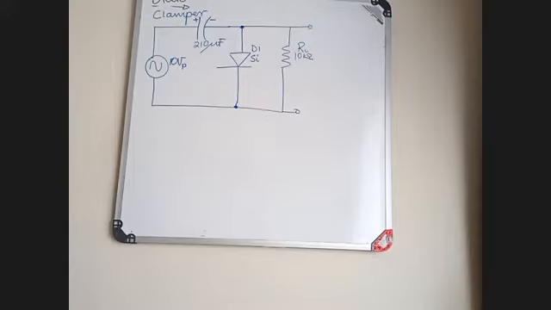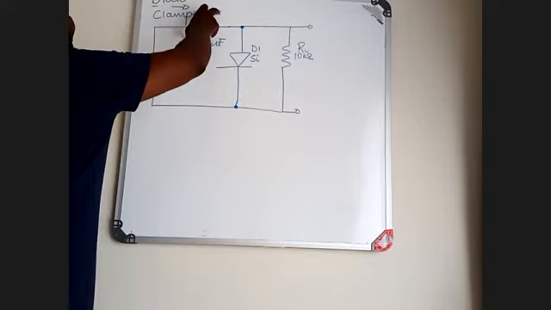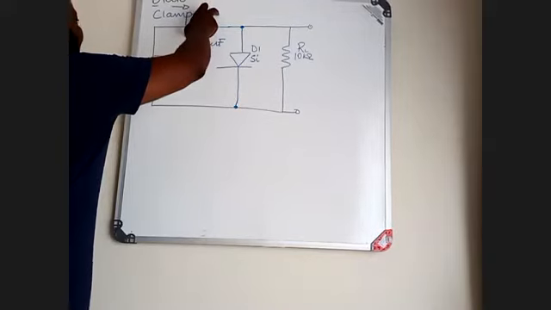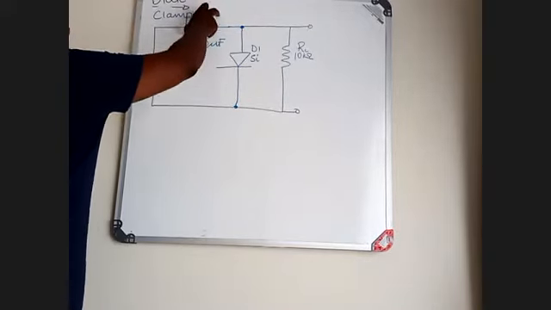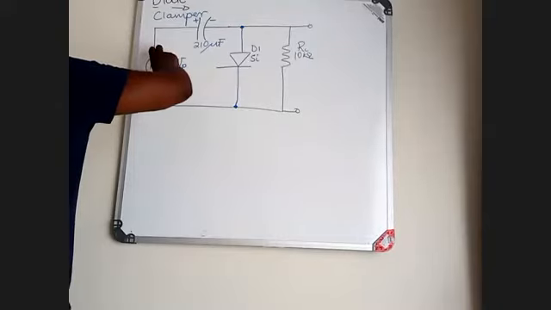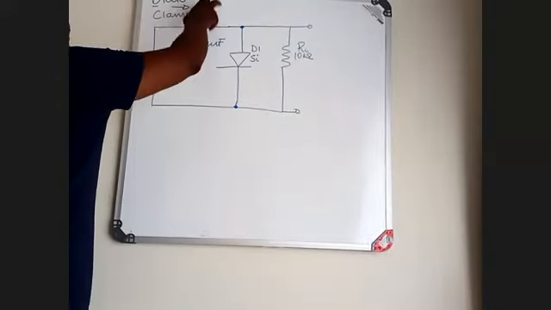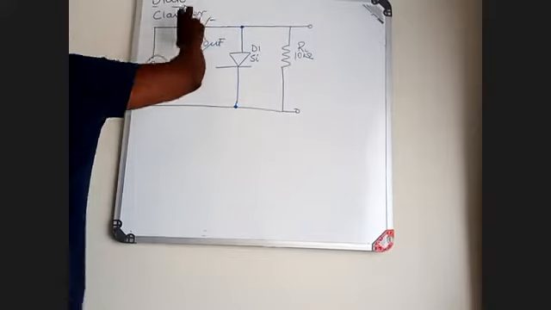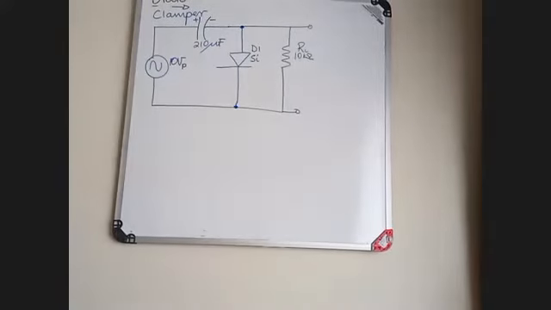The difference is that the clamper circuit has a capacitor connected in series with the source, while the clipper circuit has a resistor connected in series with the source. That is the difference between the two. One has a capacitor connected in series, one has a resistor connected in series.